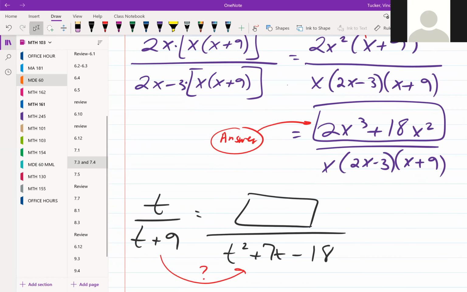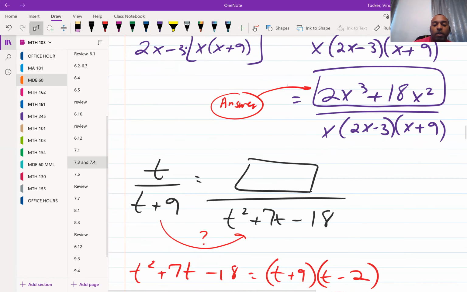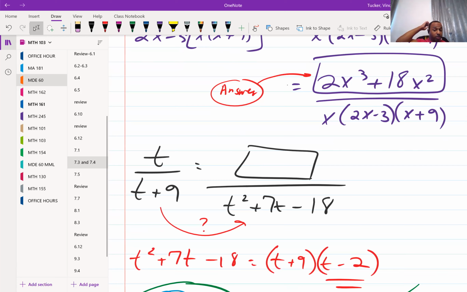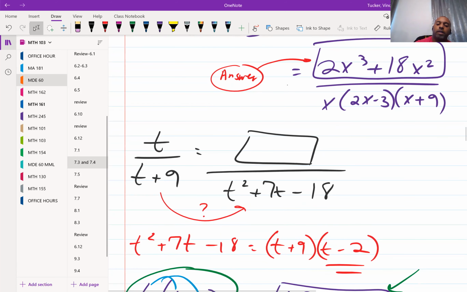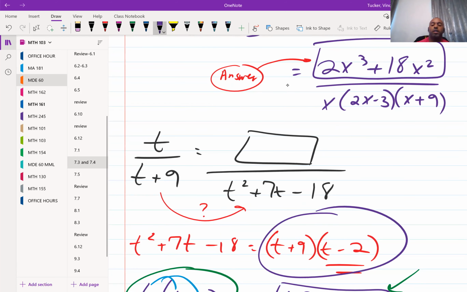All right, so we have t over t plus 9, and the new denominator is t squared plus 7t minus 18. And so just like your classmate mentioned, we try to see what's the difference between each denominator, and then multiply that to our numerator to get the new numerator. So factor t squared plus 7t minus 18, and you see that it gives us t plus 9 times t minus 2.